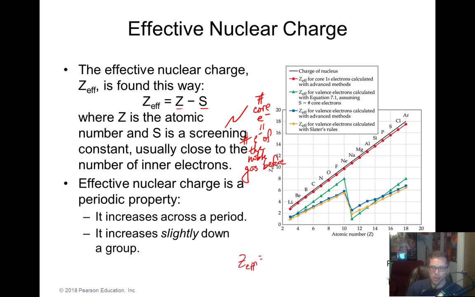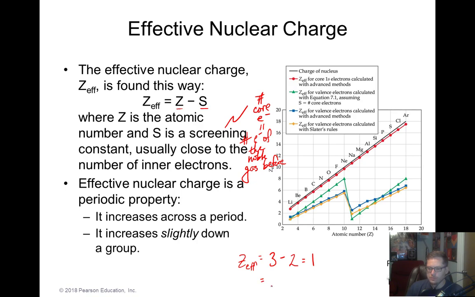Lithium has an atomic number of 3, it's the third element, so our Z value is 3. Our S value is the number of electrons of the noble gas before it. The noble gas before lithium is helium, so the number of shielding electrons is 2, and the Z effective for lithium is 1. Notice the green line starts right here at 1. Let's do beryllium and boron real quick.